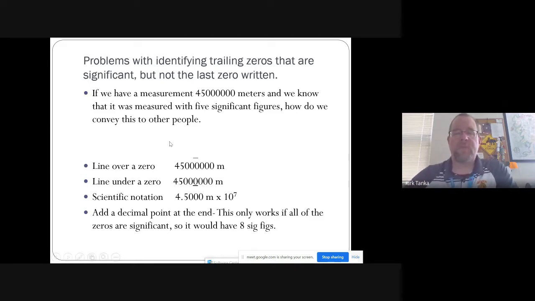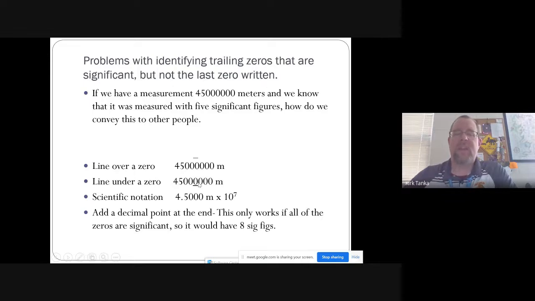Now, we do have problems with trailing zeros. Like we can have this measurement, and we know that it has 5 sig figs, but how could we do this? If we put a decimal at the end, that makes all of these zeros significant. So what we can do is put a line over the last significant 0, so 4, 5, and then 3 zeros. So put a line over that. That makes that 0 significant. And by definition, if you have zeros that are in between significant figures, they become significant. So these 2 become significant.